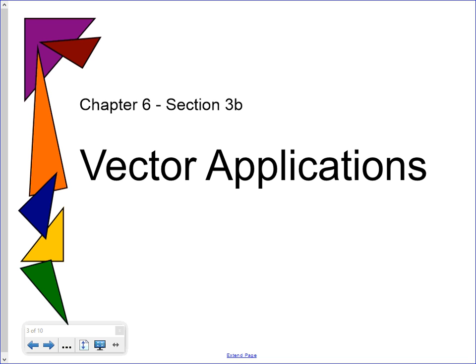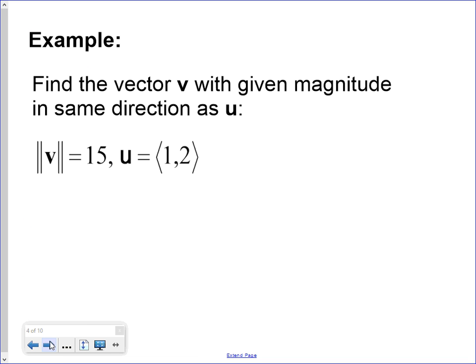Okay, so our first problem is here. We're going to find a vector with a given magnitude in the same direction as another vector. I'll give you a moment to jot that down. Directions are really important in these examples. It tells you what it wants you to do. You might jot some of that down.